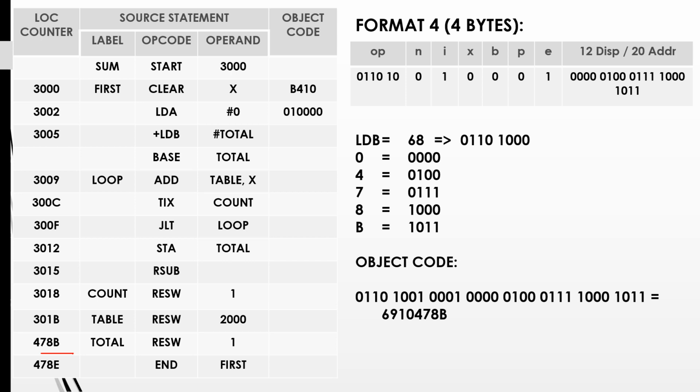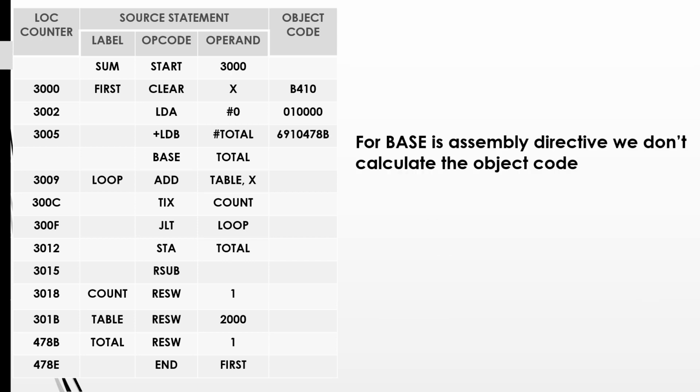Then we have to know that we have to use 20 bits of address. Here we have only 16 bits, so we have to add 4 bits of zeros. Then the object code will be 6910478B. Then coming to the next step, this BASE TOTAL is an assembly directive, so we don't calculate the object code for this.